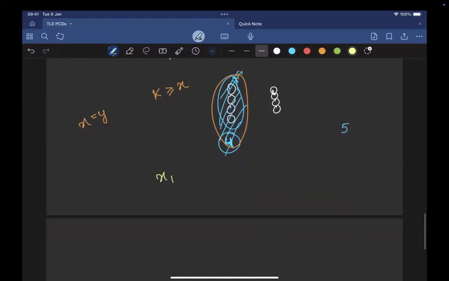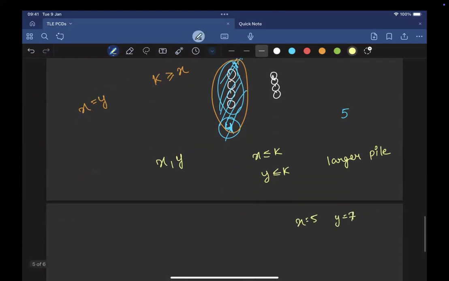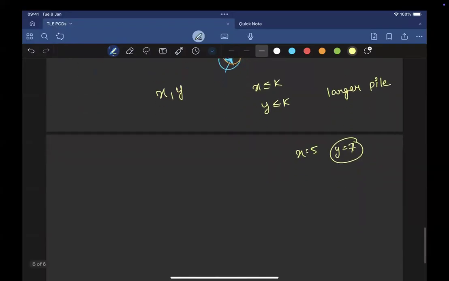When you think a little more about this, you should get the idea that for any x, y, as long as x is less than or equal to k and y is less than or equal to k, you just remove the larger pile completely. Let's say x is 5 and y is 7, and you remove the complete pile which had 7 stones. In that case, Bob will have to remove at least 8 stones, but he will not have a pile with 8 stones, right? I hope it makes sense.